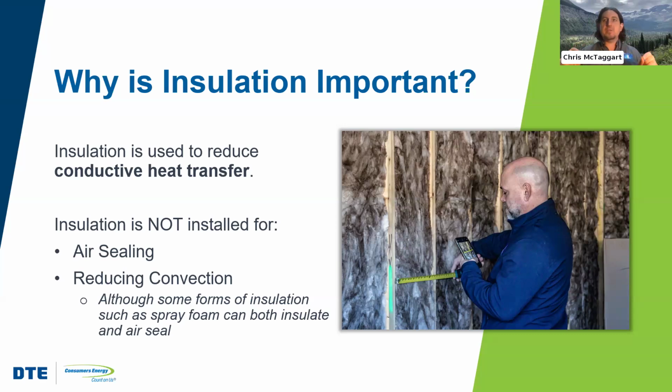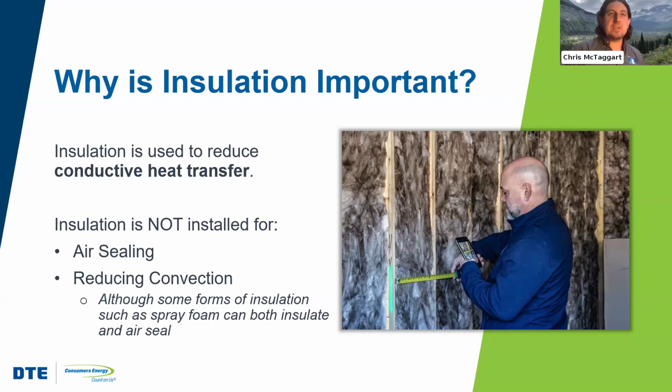Well, those molecules of air then interact with the surfaces of our building enclosure, our roof, our wall space, our basement walls, etc. And so then that heat energy wants to conduct through those building assemblies. Insulation slows down that rate of conductive heat transfer.